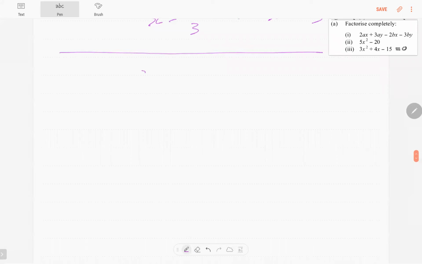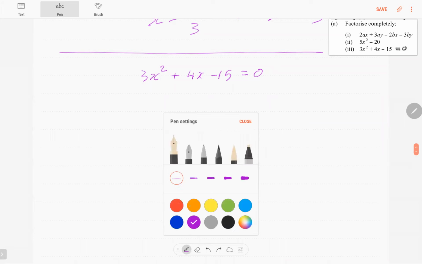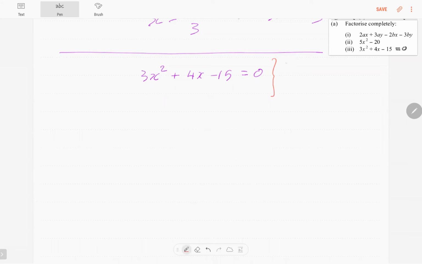So we have 3x squared plus 4x minus 15 equals 0. All right. And it is already standard. So all we need now is the A, the B, and the C. All right. So from here, the A equals 3, the B equals 4, and C equals negative 15.